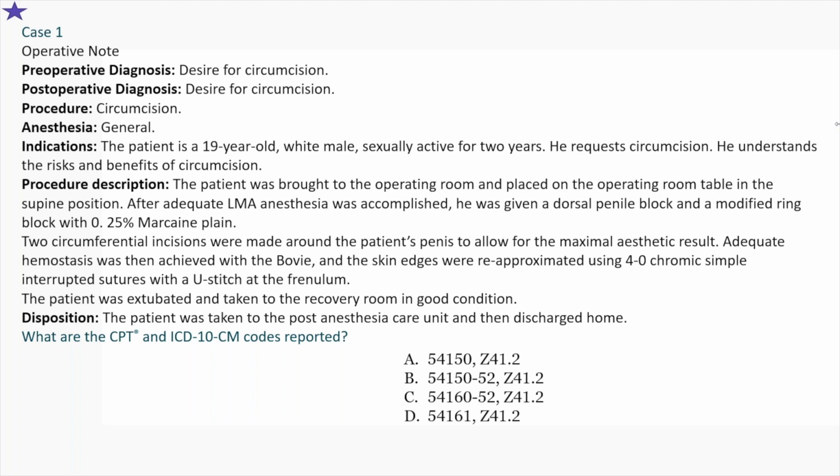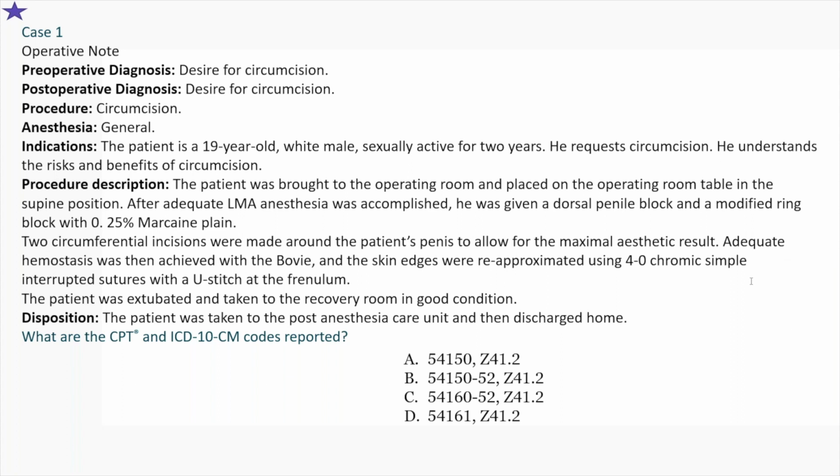Two circumferential incisions were made around the patient's penis to allow for a maximum anesthetic result. Adequate hemostasis was then achieved with Bovie, and the skin edges were reapproximated using 4-0 chromic simple interrupted sutures with the U-stitch at the frenulum. The patient was extubated and taken into the recovery room in good condition. Disposition: the patient was taken to the post-anesthesia care unit and then discharged home.